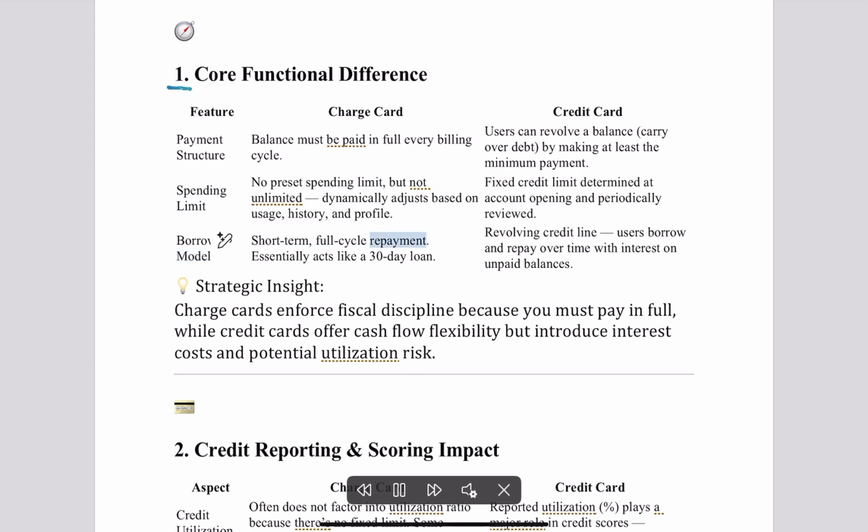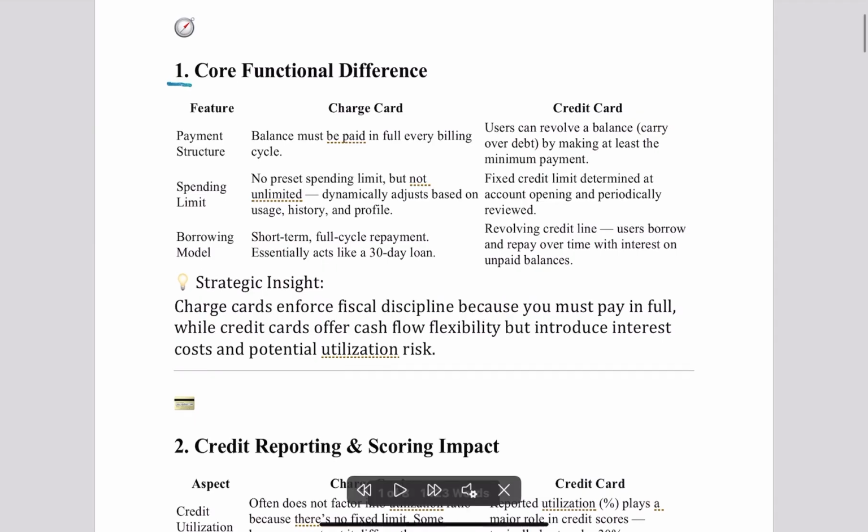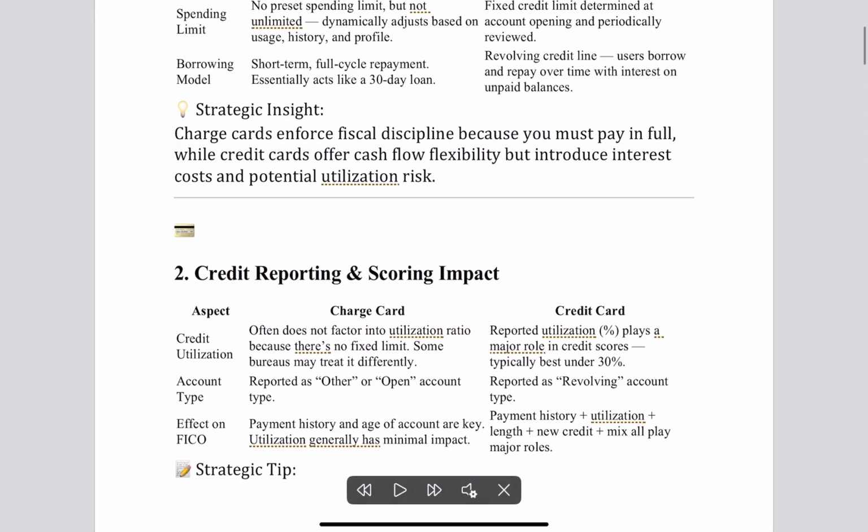Let's continue. Borrowing model. Short-term, full-cycle repayment. Essentially acts like a 30-day loan. Revolving credit line. Users borrow and repay over time with interest on unpaid balances. So, pretty much like the payment structure in the beginning. You use the charge card, you pay it all back in that 30-day cycle. Revolving credit, you can leave a balance.